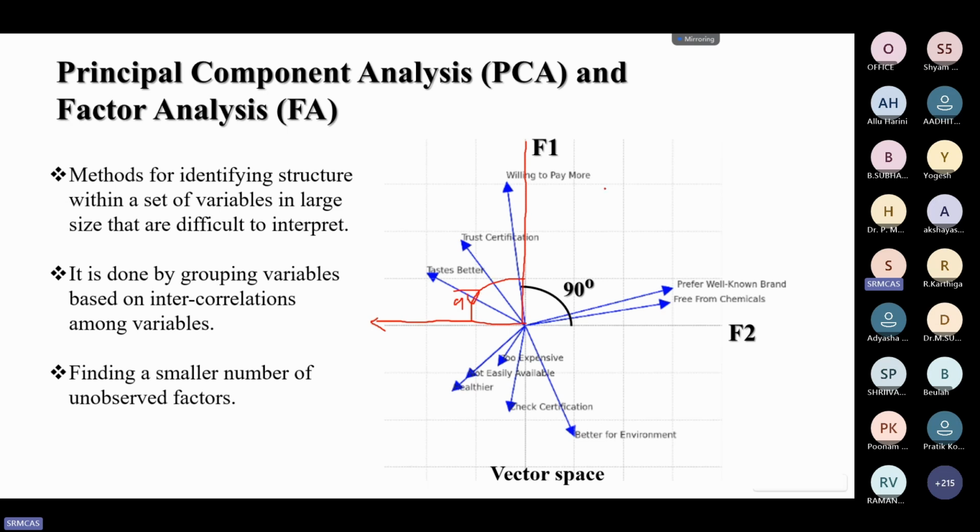So in a vector space, the variables or attributes may be related to each other. These related attributes may be associated with one factor. Okay. So in such situations, we can easily group the variables into one factor, and assign each group to its respective factor.